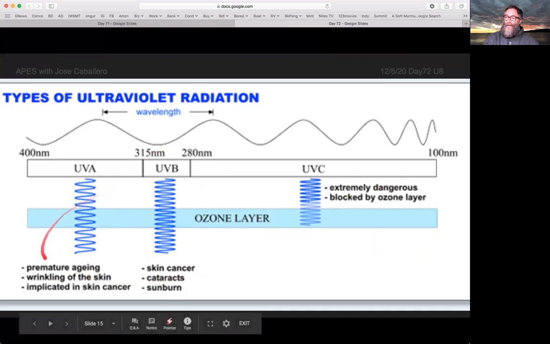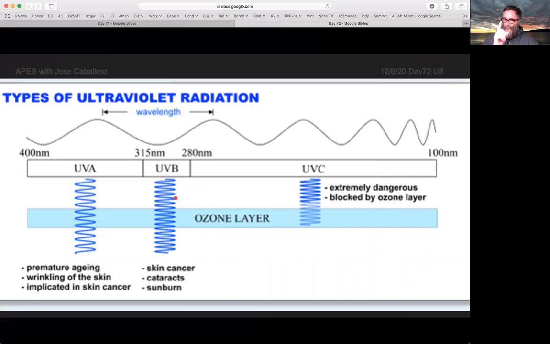So this is a good explanation of the types of radiation, but a bad explanation of the ozone layer. All right. That may be confusing. Write down a question, come ask me.